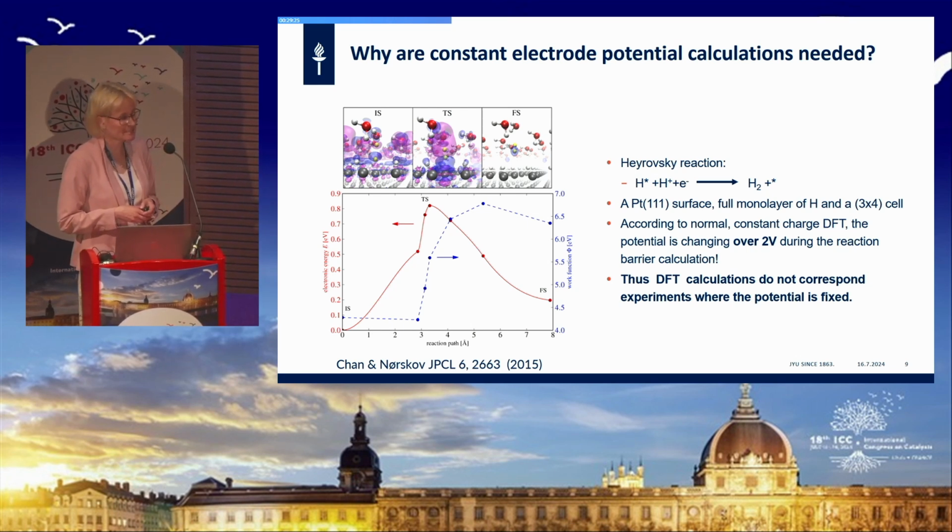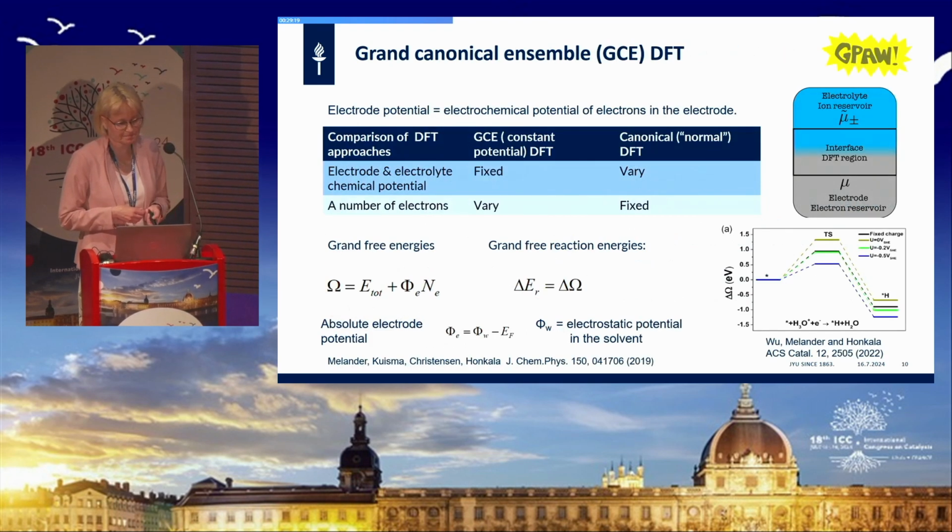And we need something else to carry out constant potential kinetic calculations. And that's something else that we've been using and developing a little bit. There are other groups who have done excellent work on this. It is grand canonical ensemble or constant potential DFT. So the electrode potential is equal to the electrochemical potential of electrons in the electrode.